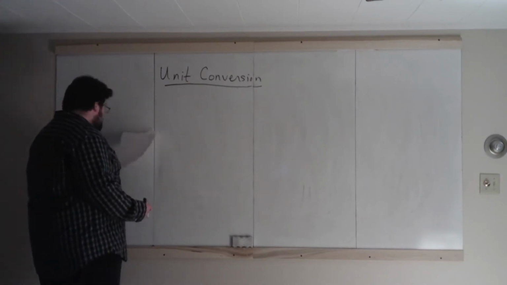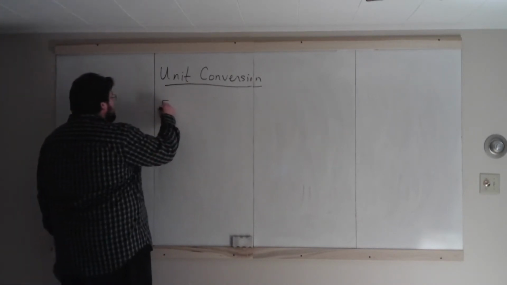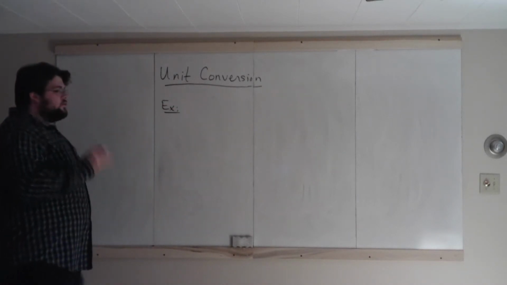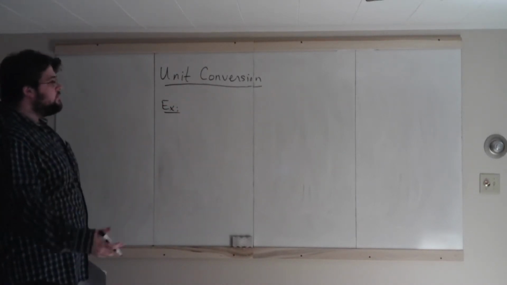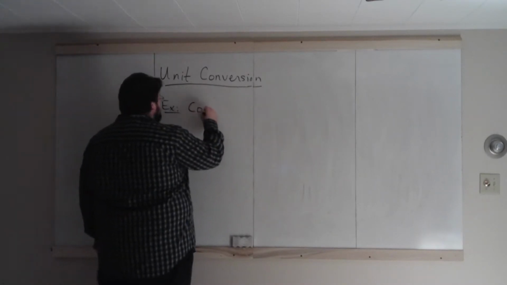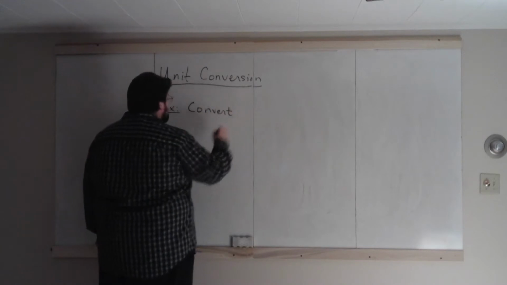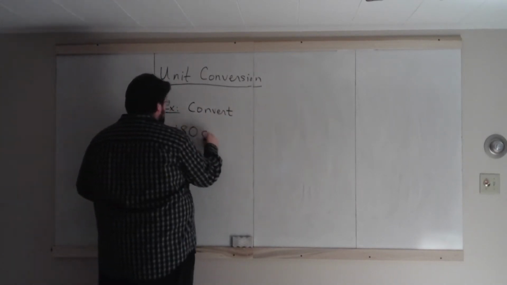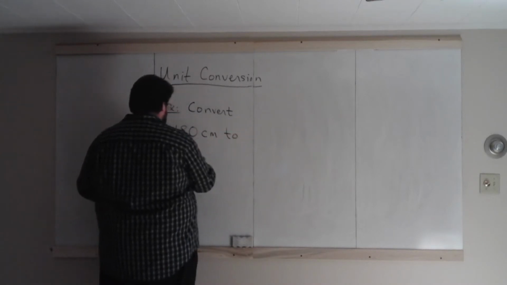And what do I mean by that? Well, here's what an example would look like. There are a few different ways of thinking about these. I think just thinking of multiplication and division is the easiest way to think about them. So we'll do a few examples. Convert 180 centimeters to inches.